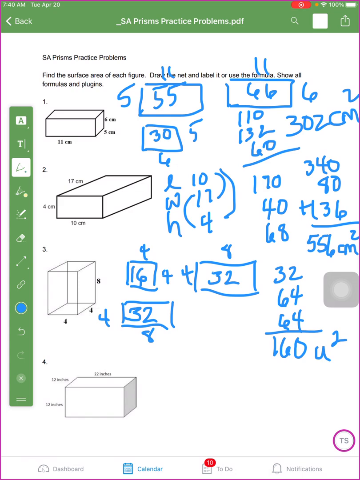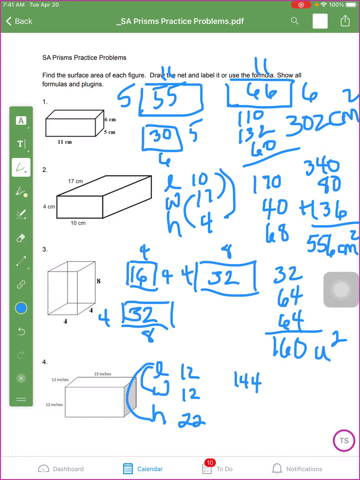All right, for this one, it looks like we've got a square on the end there, 12 by 12, and then we have a 22. Let's go back and do it the other way. We have length, width, and height, so we're going to call that 12, 12, and 22. Remember, we multiply the length times the width. That's going to give us 144.